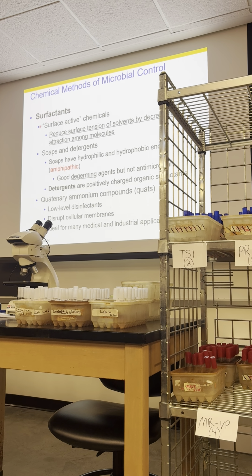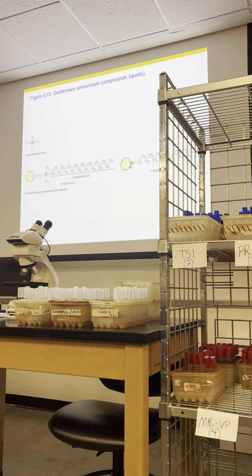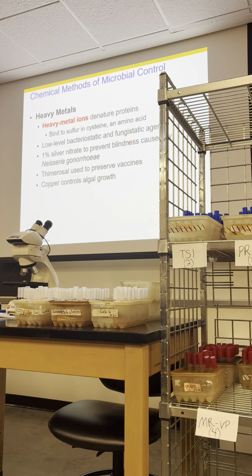Alright, surfactants, think soaps. So these have both hydrophilic and hydrophobic ends. They're good at kind of pulling things apart. So that's what amphipathic means, hydrophilic and hydrophobic. So they're good degerming agents. I'm not going to ask you about this. Alright, if it's got a metal in it, it's a heavy metal. So zinc, silver, copper, these are heavy metal ions. If it sounds like a metal, it belongs in this category.